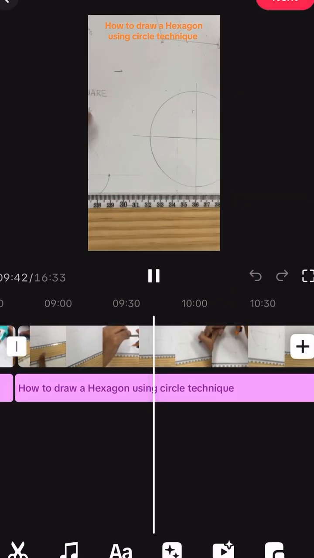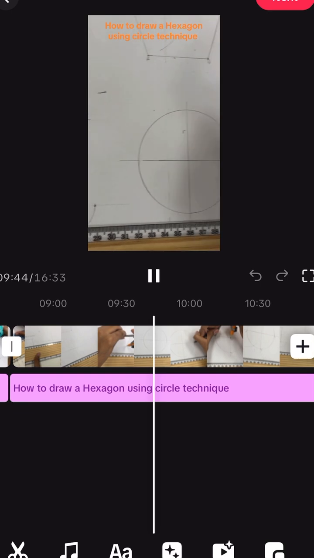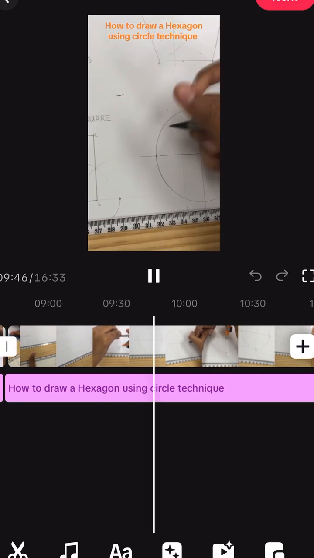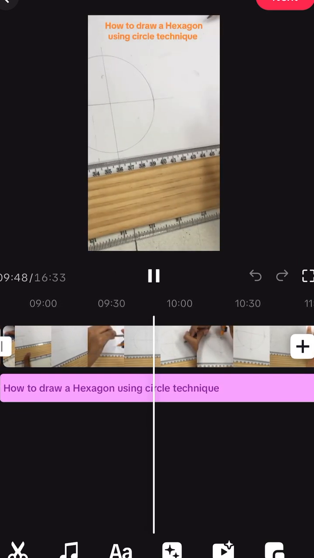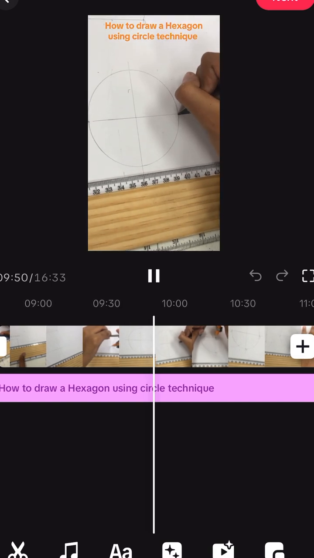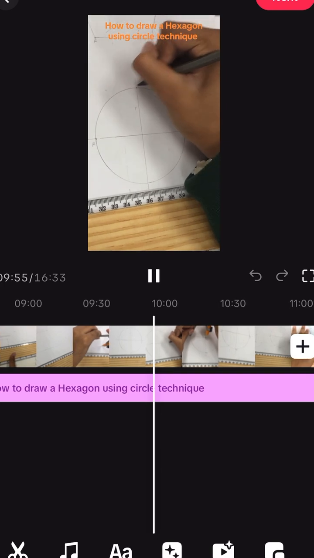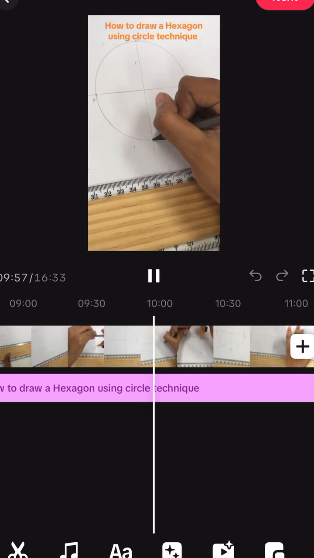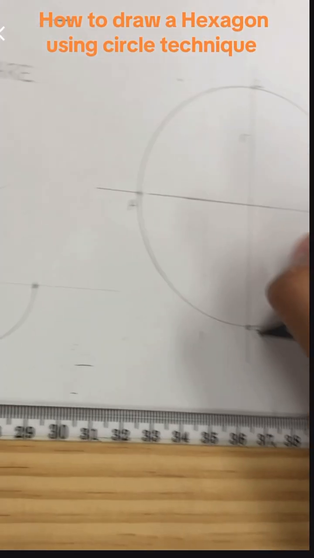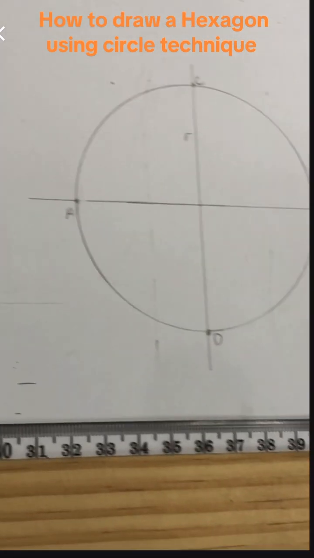So you're gonna place a point right here. That's A. Get B on the other side. No, the opposite, right? Then the vertical, C. And then D.